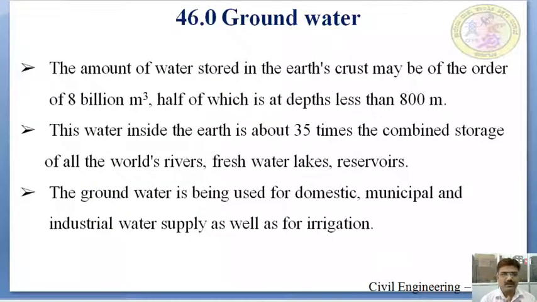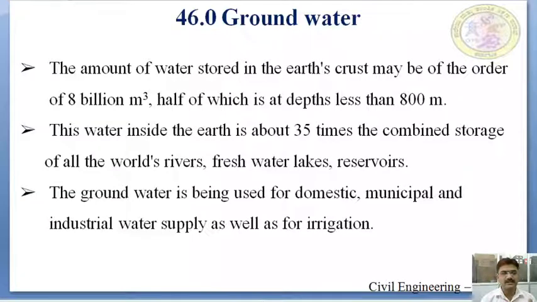The amount of water stored in the earth crust is of the order of 8 billion cubic meters, half of which is at a depth of less than 800 meters below the earth crust. This water inside the earth crust is about 35 times the combined storage of all the world's surface resources such as rivers, freshwater lakes and reservoirs, which are the sources of the groundwater.